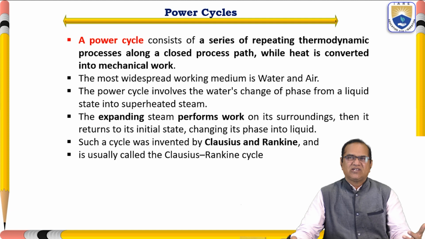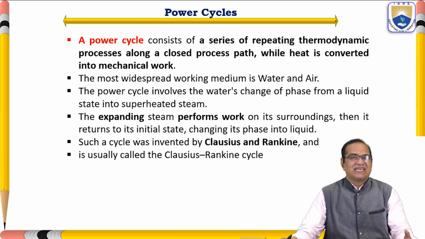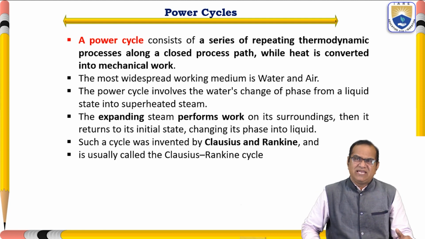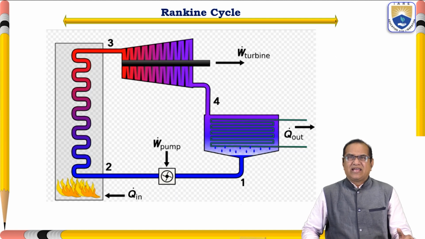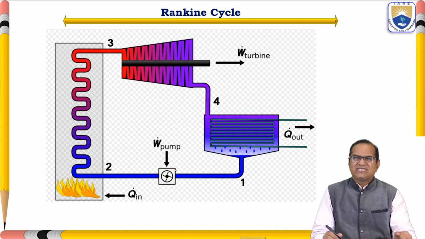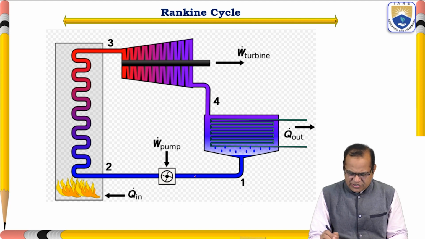Such a cycle was invented by Clausius and Rankine, and is usually called the Clausius-Rankine cycle. This is the first basic cycle which was developed by Clausius and Rankine. So you can see here the Rankine cycle, how it works and how we can do it. I will start from 1 and 2.